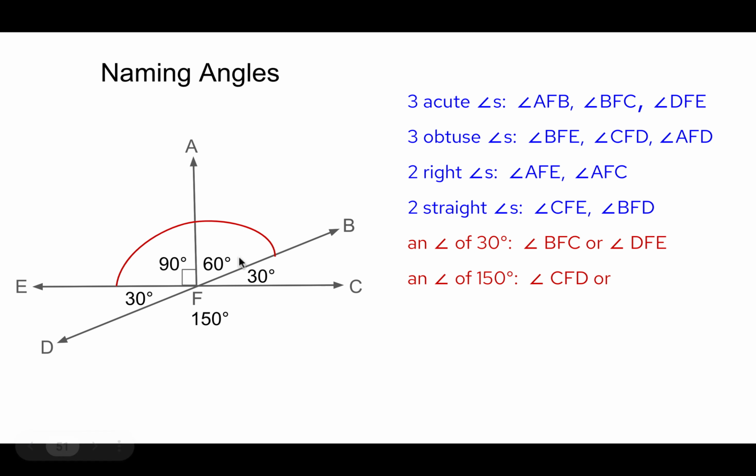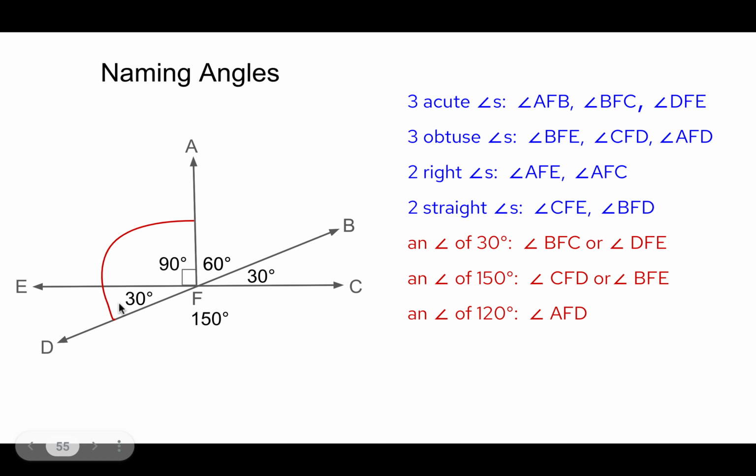Another one that we can look at, though, is right up here. I have 90 degrees plus 60 degrees is 150 degrees. So angle BFE or EFB. Now an angle of 120 degrees, I notice that I have a 90 degrees plus 30 degrees is 120 degrees. So angle AFD, or you could say DFA.